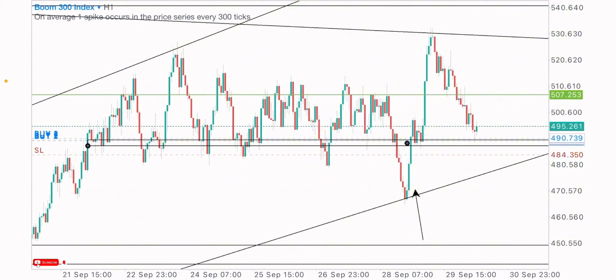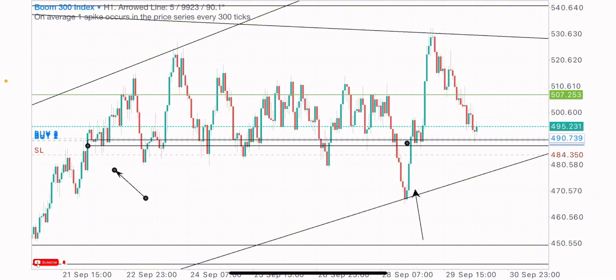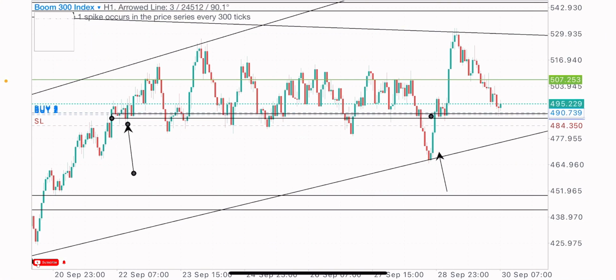So I identified this key level and saw that we got the first test of this level at this point. We got the first test at this zone basically. We got multiple tests on this key level.